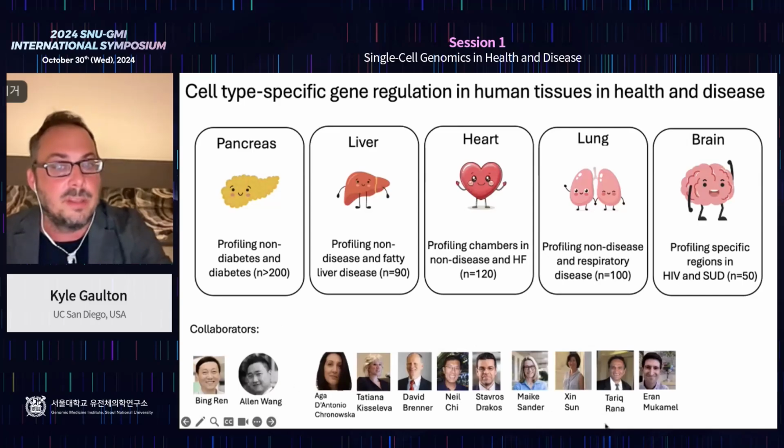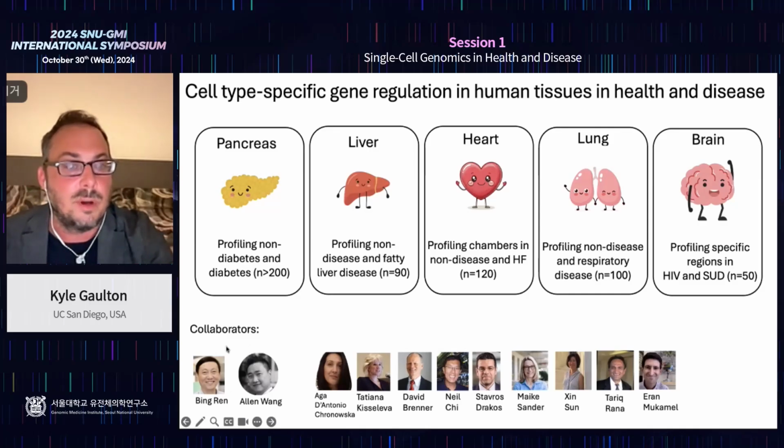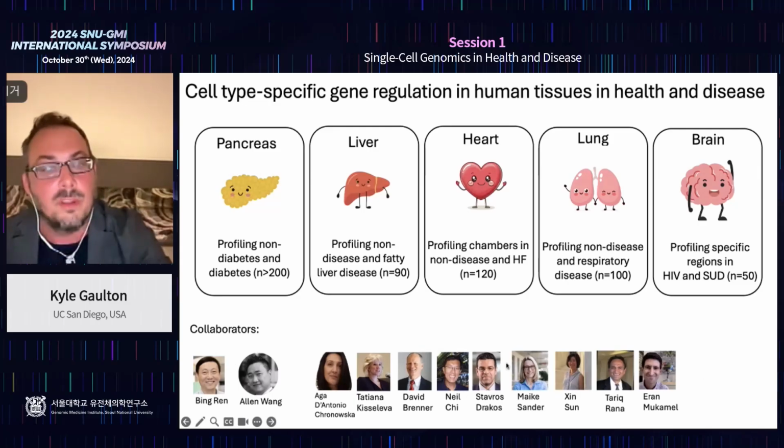And then I also wanted to note that these studies are done with a variety of collaborators. Our closest collaborators are Bing Ren, who's my upstairs neighbor, as well as Alan, who runs the Center for Epigenomics at UCSD, where a lot of these data are generated, and we work on these studies together. And then we have a variety of other collaborators for each of these different projects.